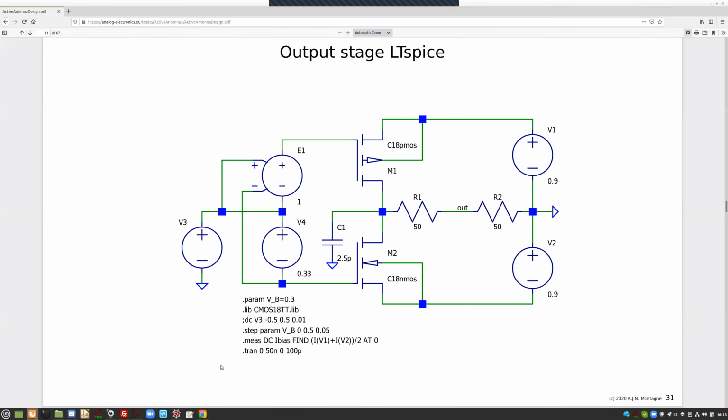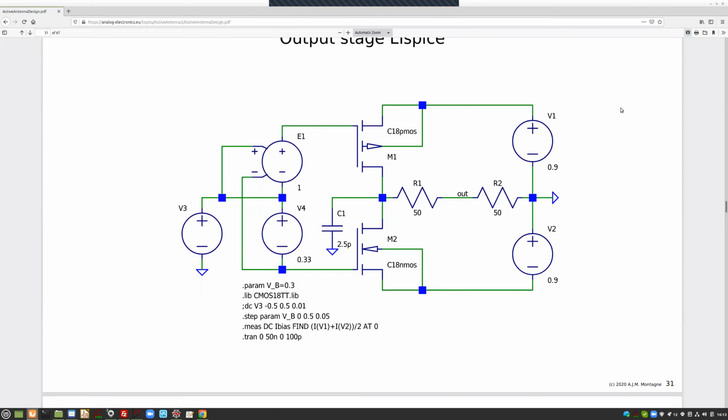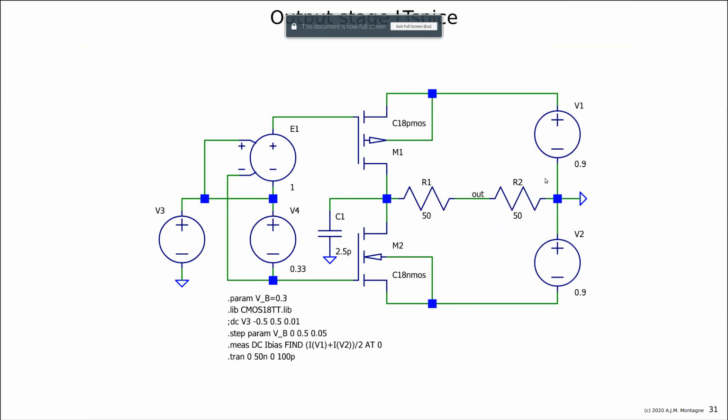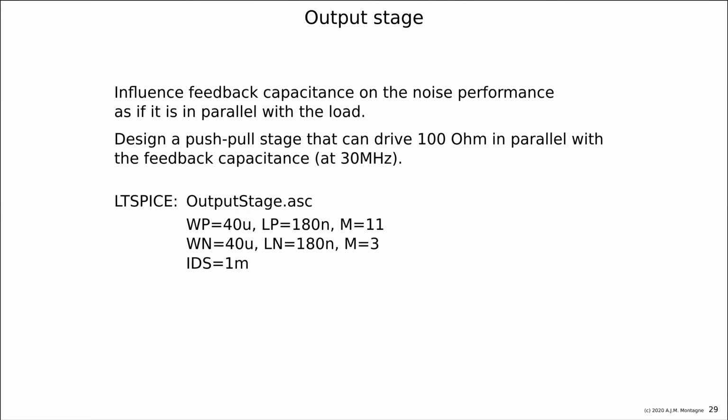So this is the circuit, and we found the values, and the values were listed on the previous sheet here. So 40 micrometers and 11 times and 3 times for the P and the N respectively, and 1 milliamp quiescent current. That would do. And why do I need that? Because I want to design the whole signal path, and I want to go to a two-stage design.